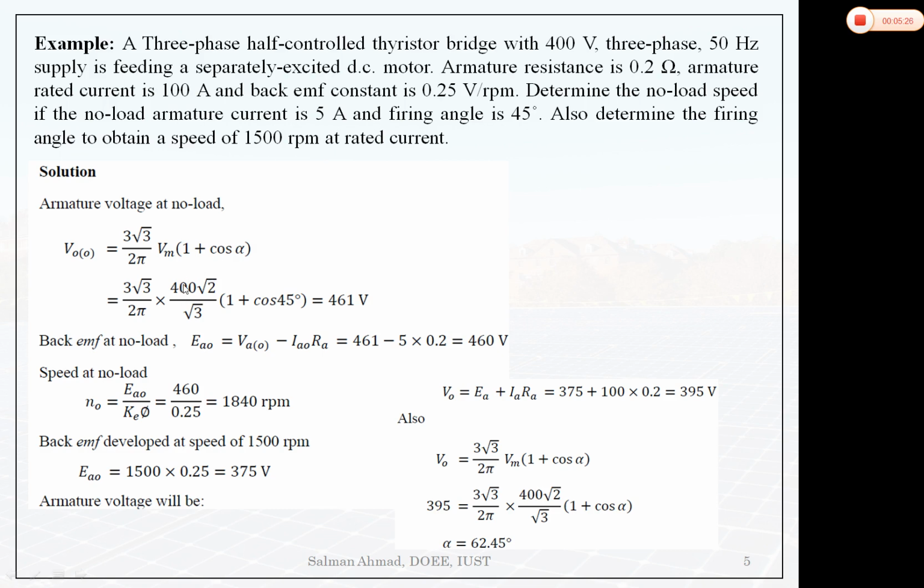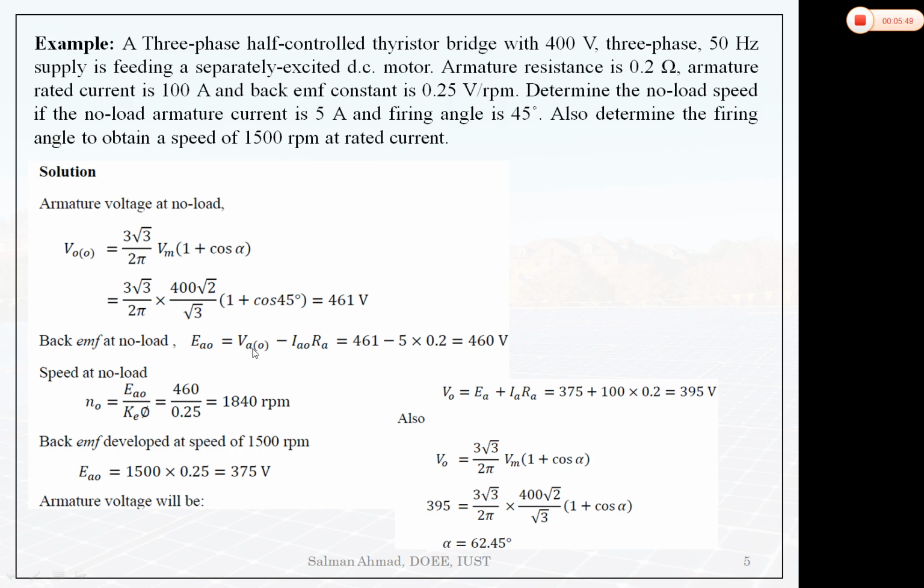So on the star side, it will be 400 upon root 3. And we want the peak value, so we have to multiply by root 2, then 1 plus cos of the firing angle, which is given as 45. Substituting here, we get the average voltage to be 461 volt. Now we have to find what the back EMF would be.